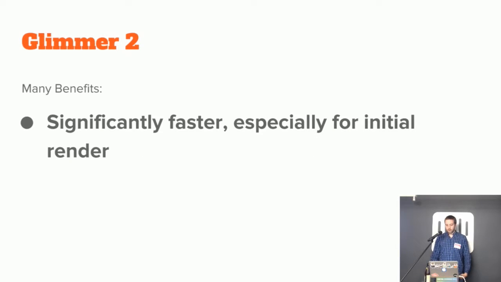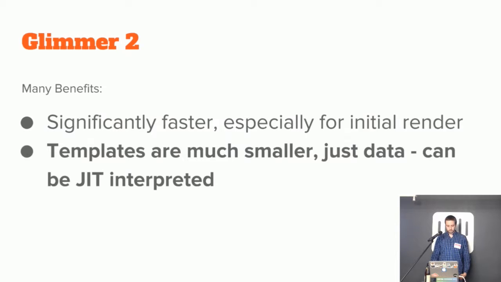It's significantly faster, especially and crucially for initial render. So Glimmer 1 brought great improvements in re-render performance, but initial render was not really improved from pre-Glimmer. Glimmer 2 aims to solve that problem, and from working with it, I can tell you that it does solve the problem, and it's going to continue to get better and better.